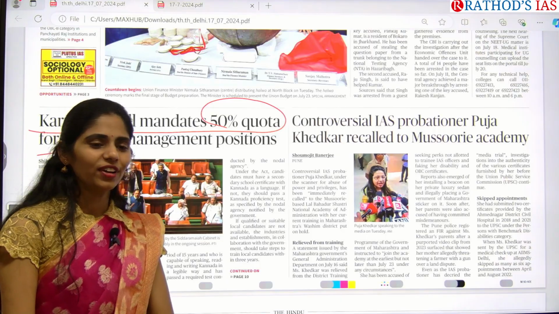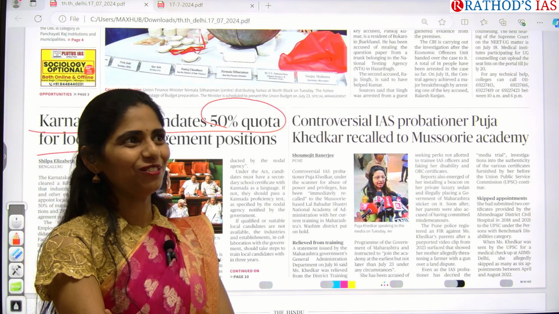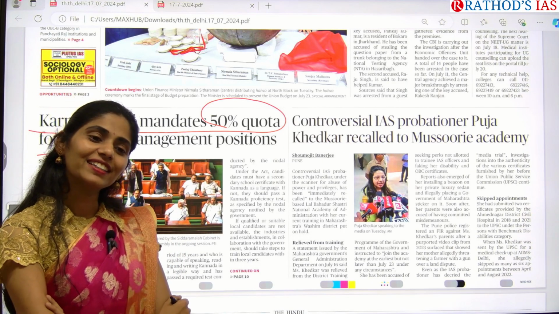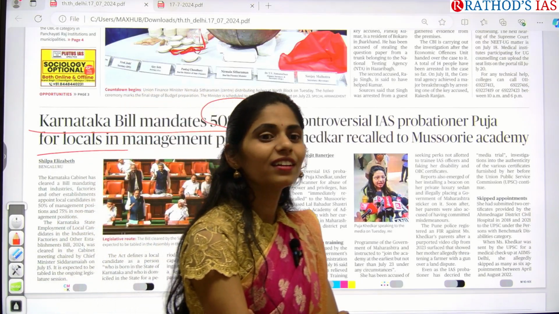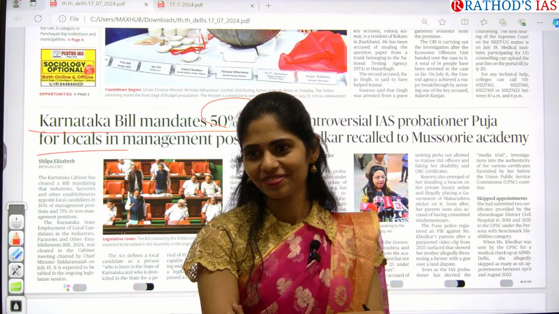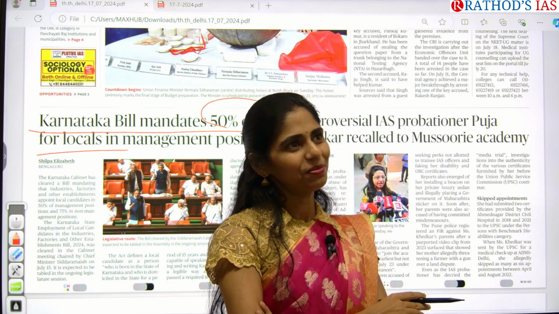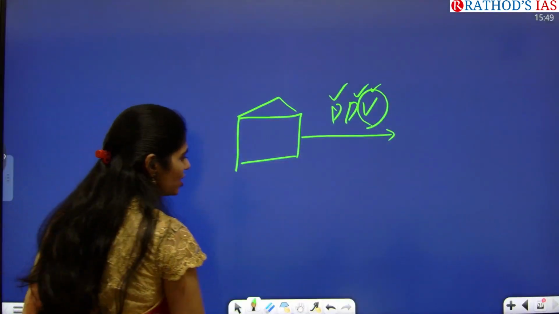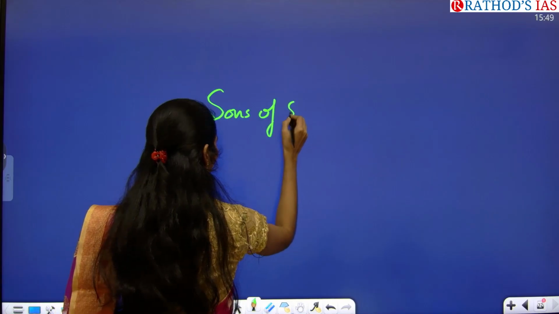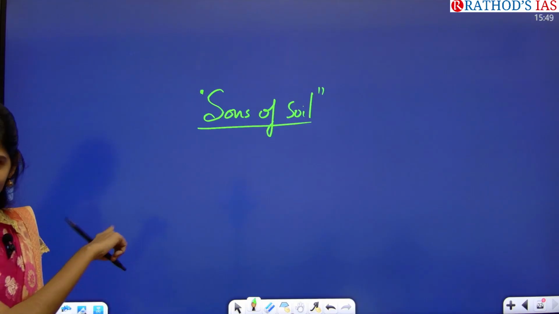This concept, where can we fit it in our syllabus? Empowerment of locals. Apart from that, polity, exactly where? Migration of people. Have you heard this concept, sons of soil? Any idea? What is this concept? Can we connect this here?